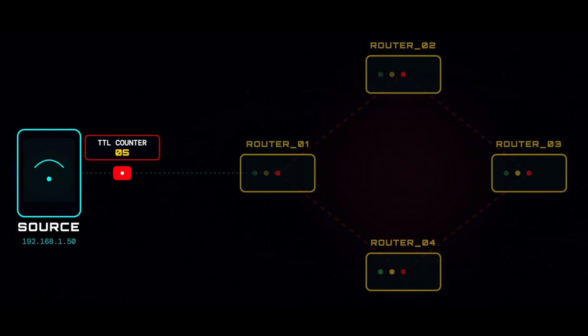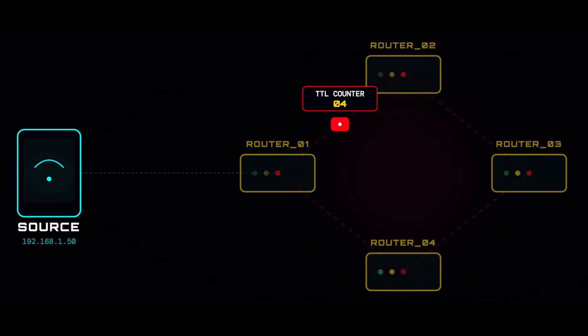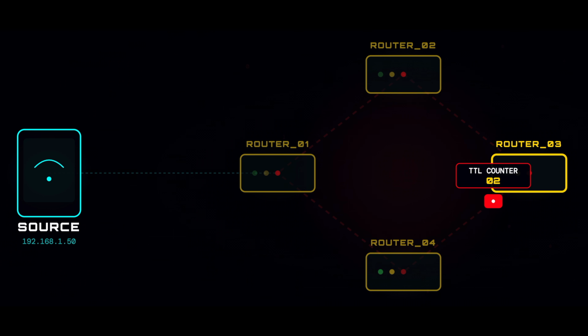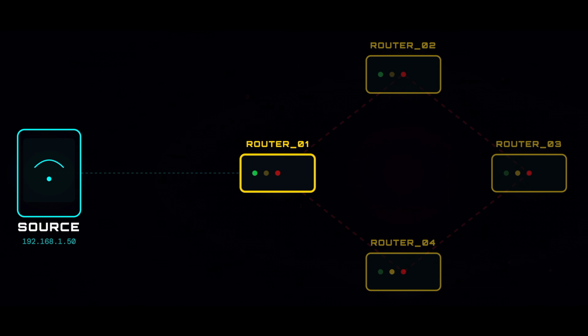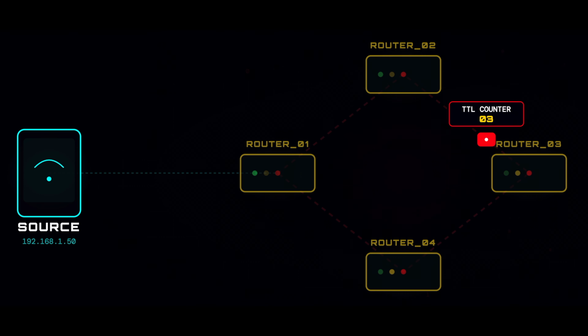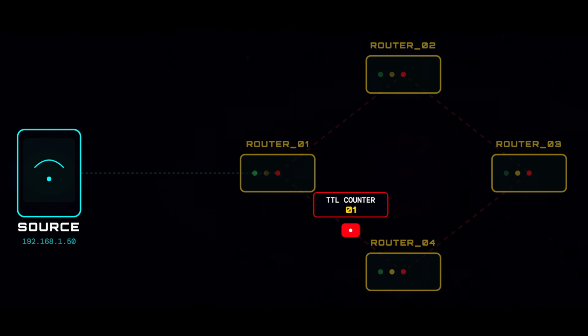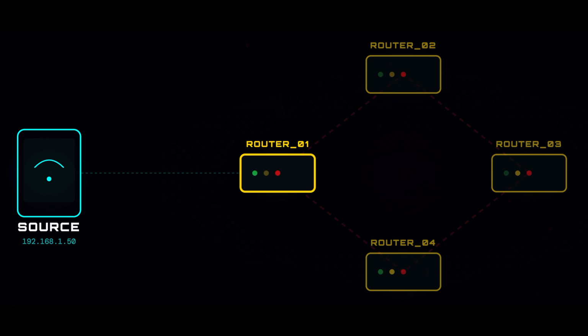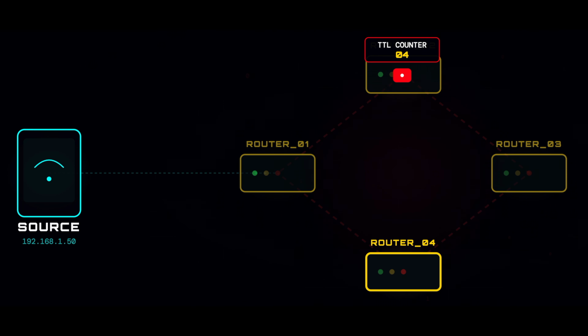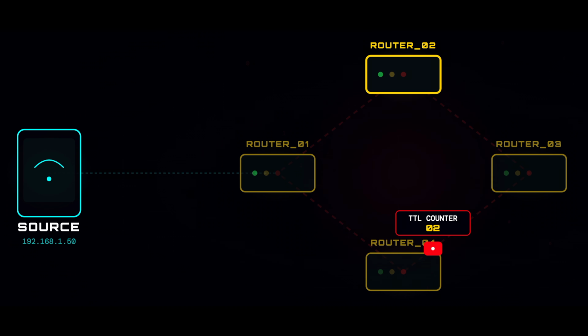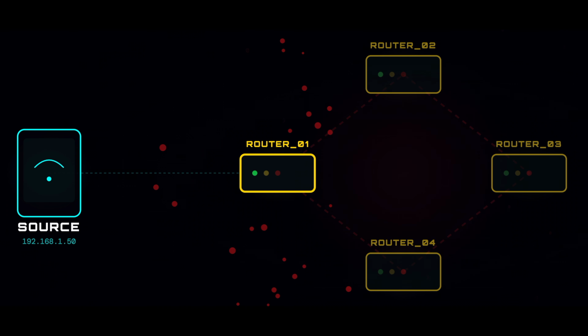If the packet is caught in a routing loop, for example, due to a misconfigured network where routers keep forwarding it in circles, the TTL keeps decreasing until it reaches 0. Once it hits 0, the packet is automatically discarded, and an error message is usually sent back to the sender. This ensures the network stays stable and doesn't get overloaded by stuck or looping packets that would otherwise consume bandwidth forever.